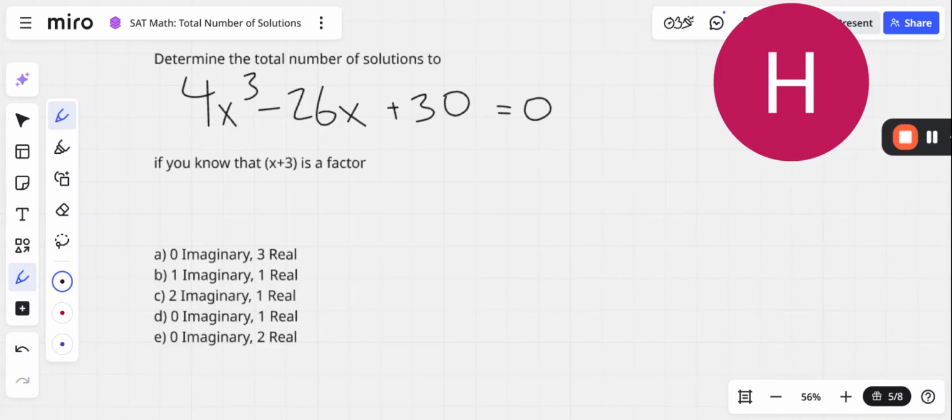Go ahead and get yourself ready with a notebook. Grab a pencil or a pen. Whatever you choose to write with is fine.